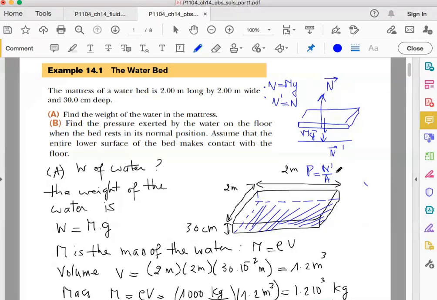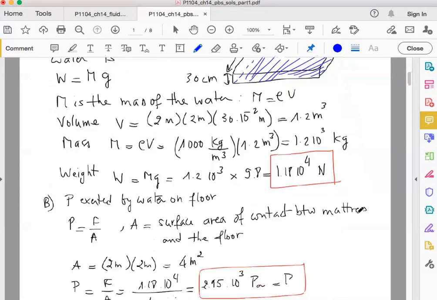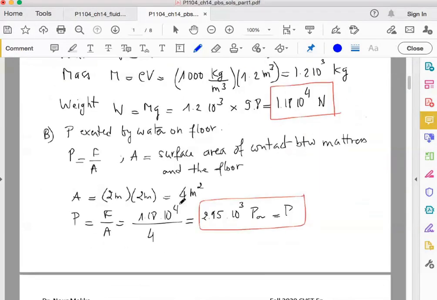This means the pressure exerted by the water on the floor is given by mg divided by a. So it's the weight divided by a. All you have to do is to apply this relation. So F is the same as the weight, 1.18 10 to the power 4, divided by the area of contact, which is 2 by 2, the length times the width, which is 4. So we end up with 2.95 10 to the power 3 Pascal. This is the pressure exerted by the water on the floor.